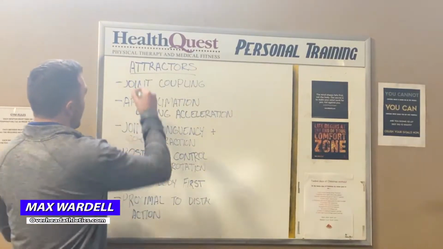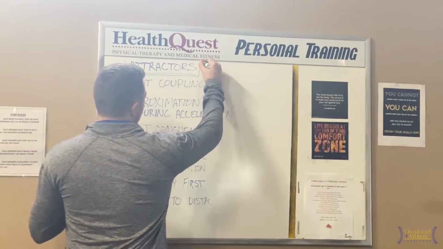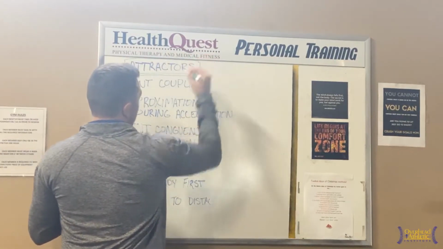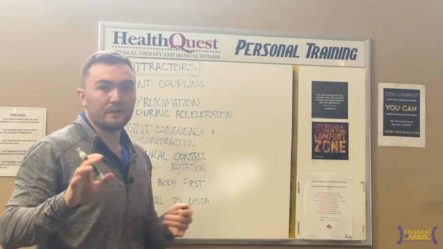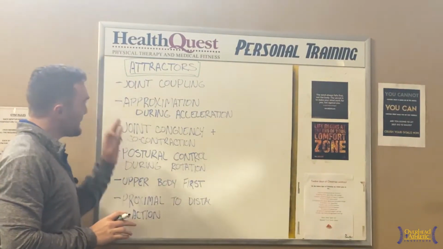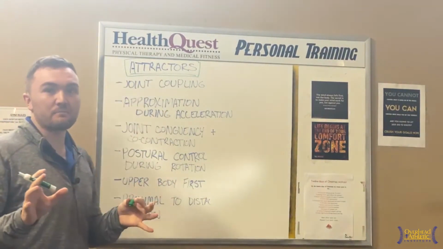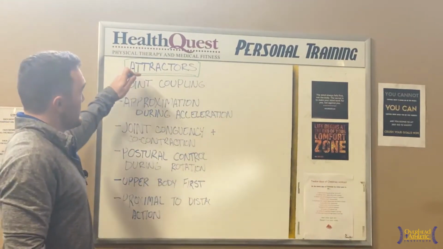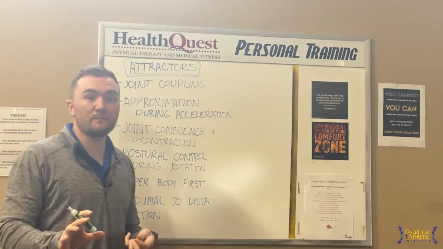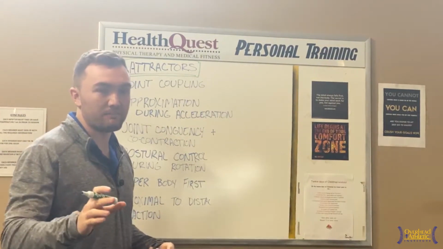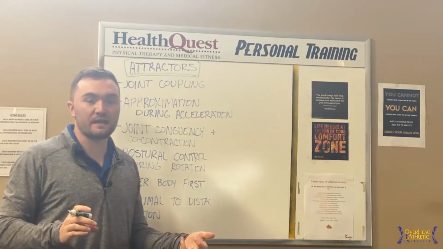Today we're talking about attractors. What are attractors in motor control theory and human movement? We can think about movement as having multiple components, and some of those components are going to be fluctuating or adapting to the environment, adapting to the demands of the task.